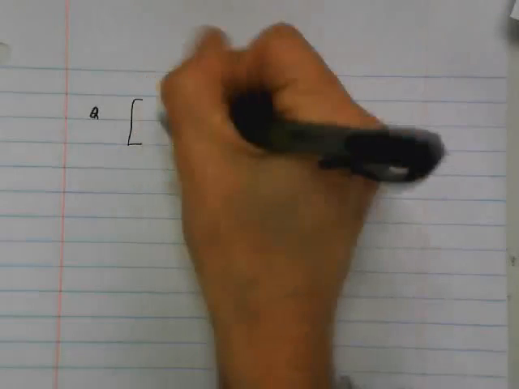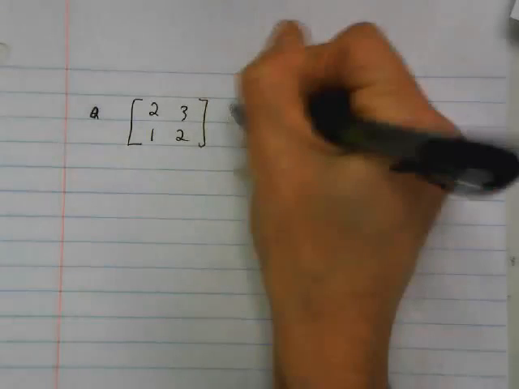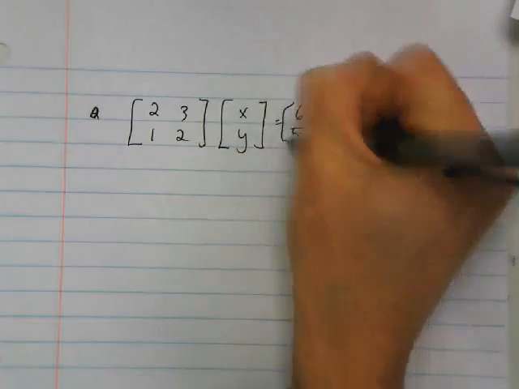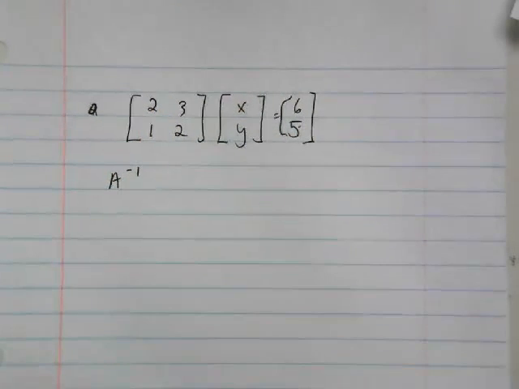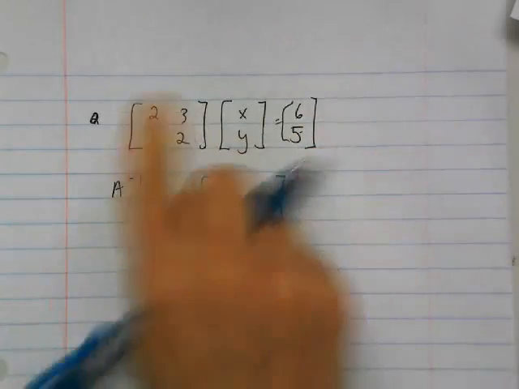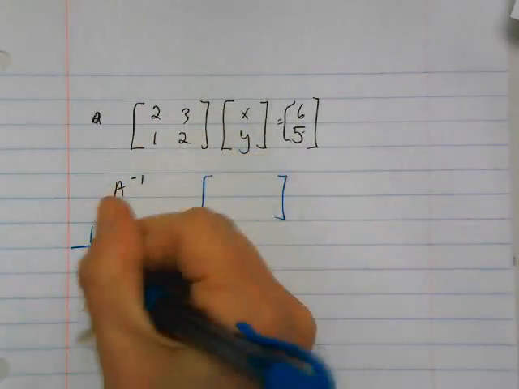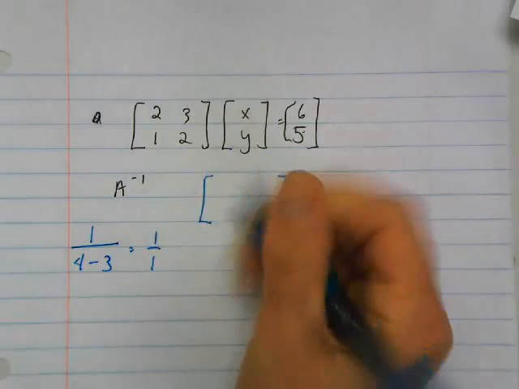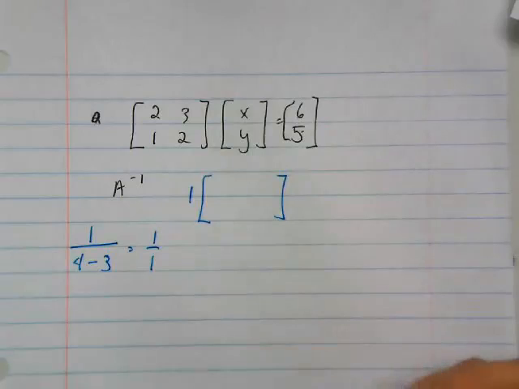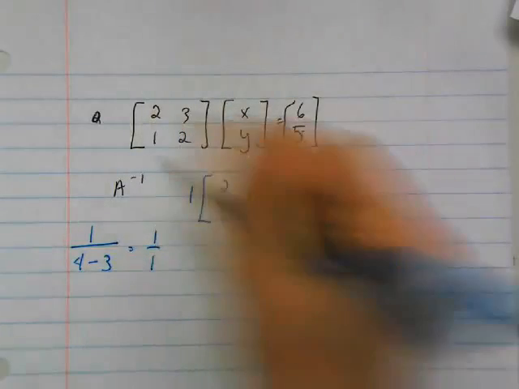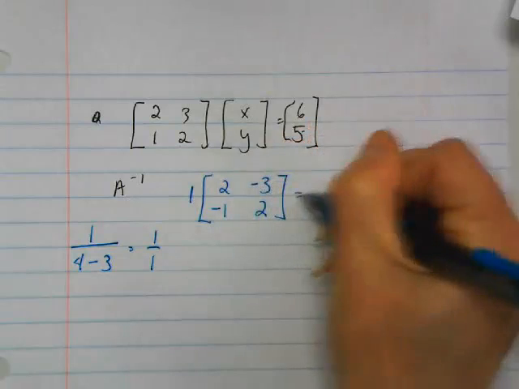Alright, so let me recopy what I had from the other page. You don't need to recopy this, I just want to be able to work off one page. So I'm going to find the inverse of matrix A. Let me go through my little step process. The first thing I'm going to do is figure out 1 over 4 minus 3. So I get 1 over 1, which goes here, which means I'm not going to change my matrix. Now, we're going to swap A and D and negate the other guys. So my new matrix is 2, -3, -1, and 2.